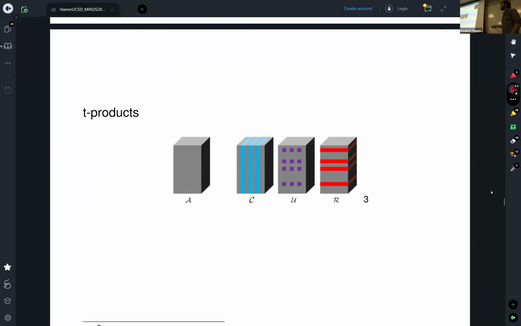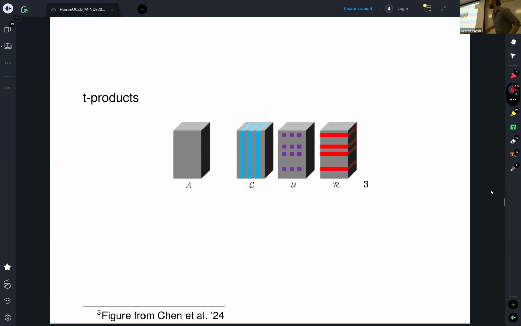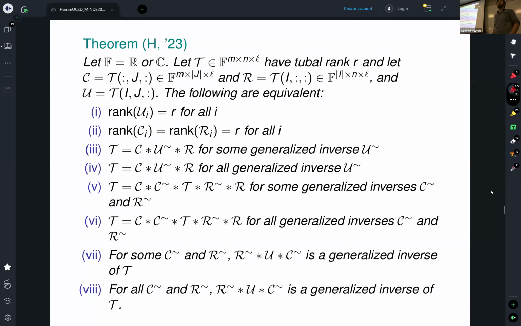For T products, let me scroll down so you can see the footnote here. I won't rigorously define a T product here, but essentially it's defined for third order tensors. People often use it for either images or maybe time series data. And it's defined by taking the circulant Fourier transform along the third mode of the tensors, multiplying them in Fourier land and doing an inverse Fourier transform. But there you're taking just slices like this and then the fibers in the third mode to form the products. And just briefly, the exact same analog of the theorem I showed for matrices holds for T products.